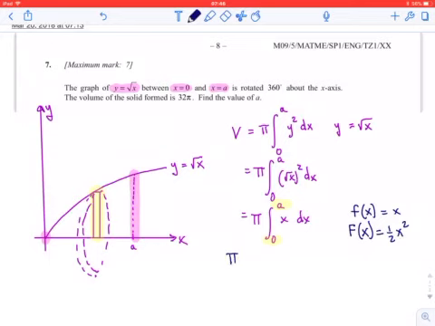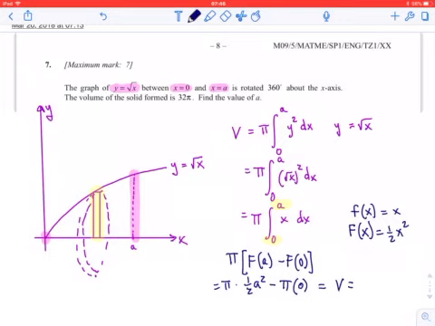So I'm going to bring down that pi, and multiply it by capital F of a minus capital F of 0. So that's pi times 1/2 a squared minus pi times F of 0, but substituting x equals 0 into that expression just gives us 0. So we're left, in the end, with the fact that this volume is equal to 1/2 pi a squared.